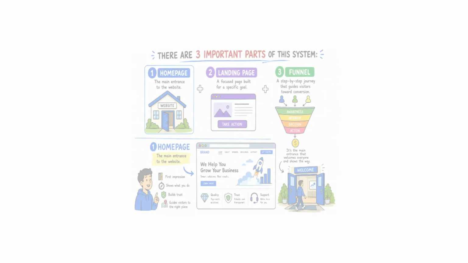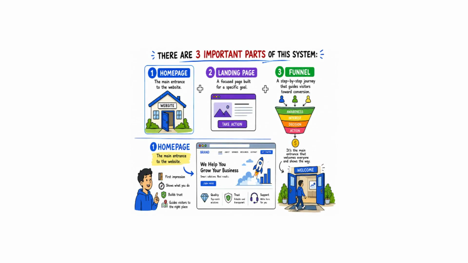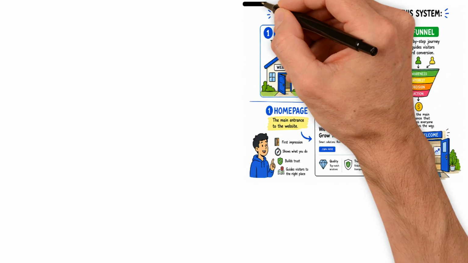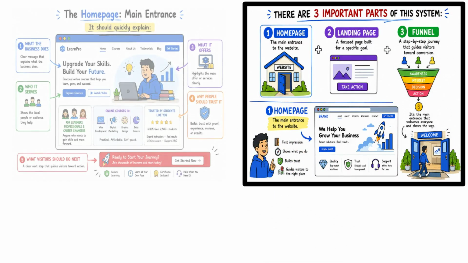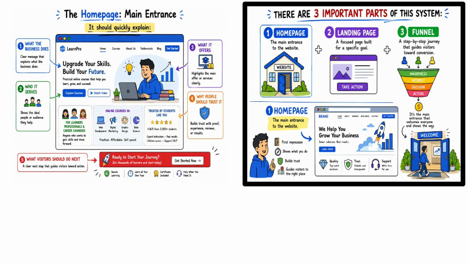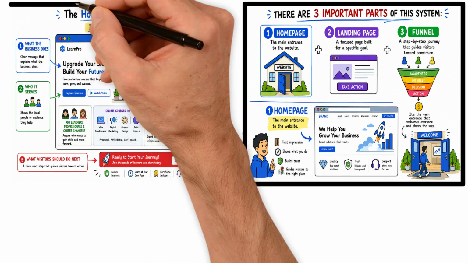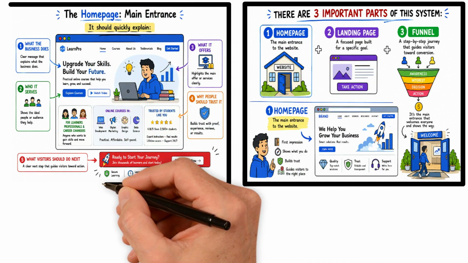There are three important parts of this system: the homepage, the landing page, and the funnel. The homepage is the main entrance to the website. It should quickly explain what the business does, who it serves, what it offers, why people should trust it, and what visitors should do next.